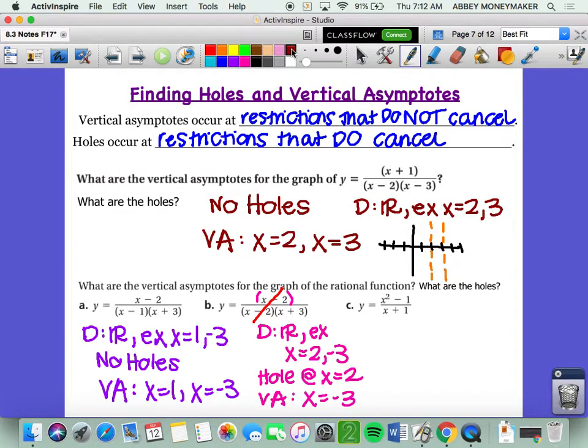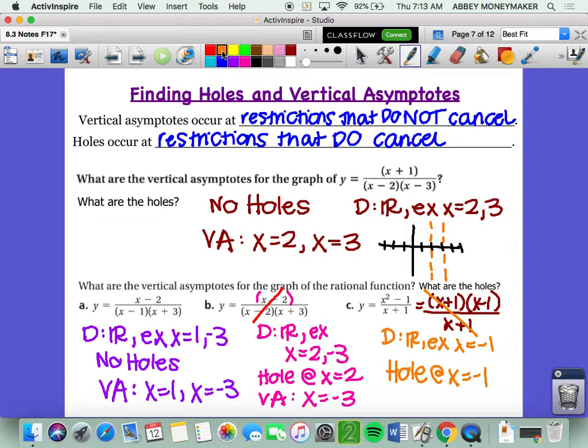Let's look at C. On C, you have x squared minus 1 over x plus 1. So what you're going to have to do here, they weren't nice to us on this one. We have to factor this first. Now we can see what's happening. My domain is all real numbers except when x equals negative 1. Now the question is, do the factors on the bottom cancel out with any of the factors on the top? And they do. So what's happening at my one restriction here? I have a hole when x equals negative 1. I don't have any other factors on the bottom, so I don't have any vertical asymptotes. Okay.